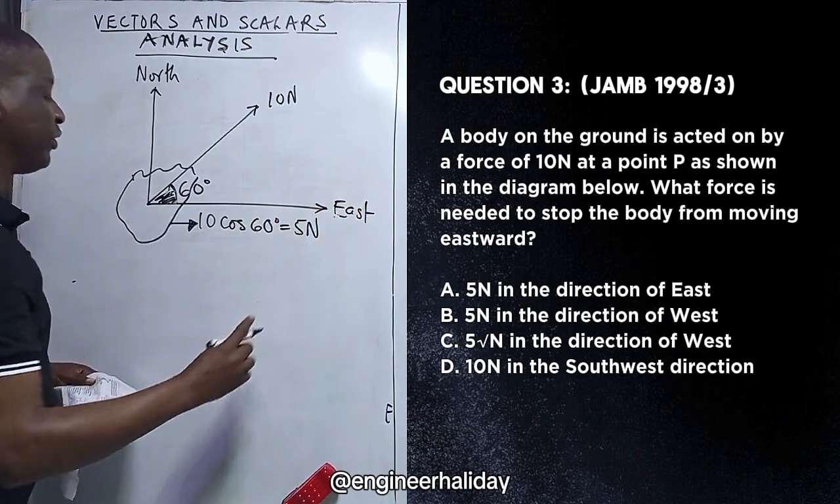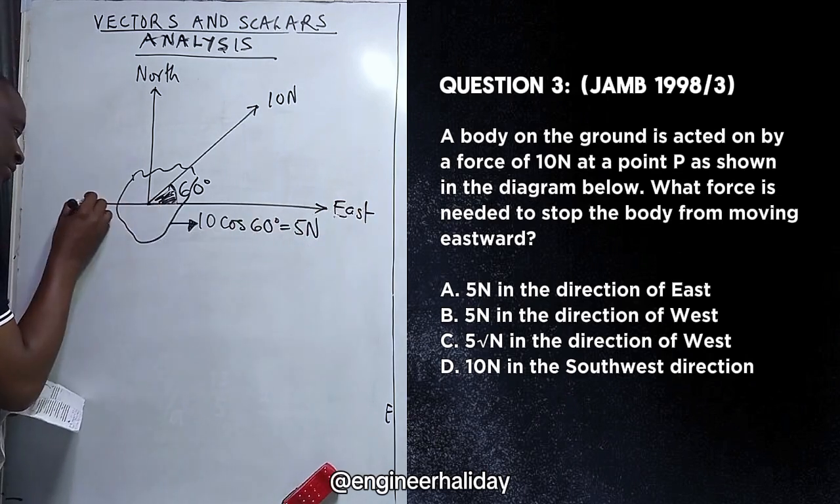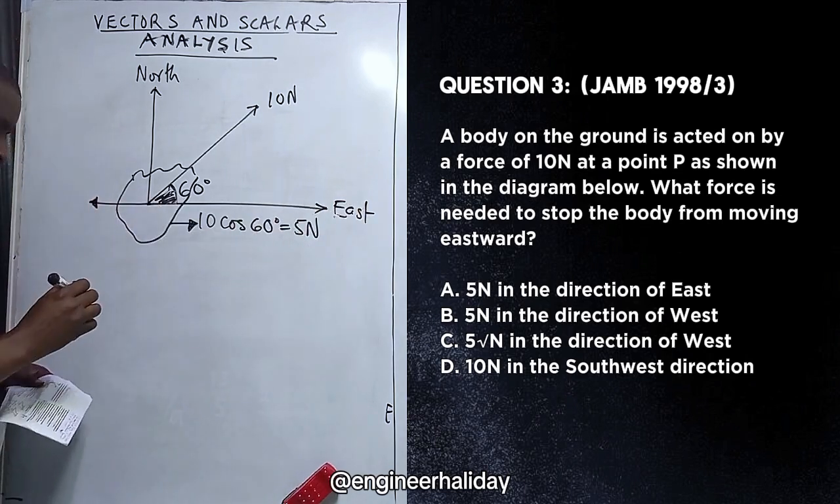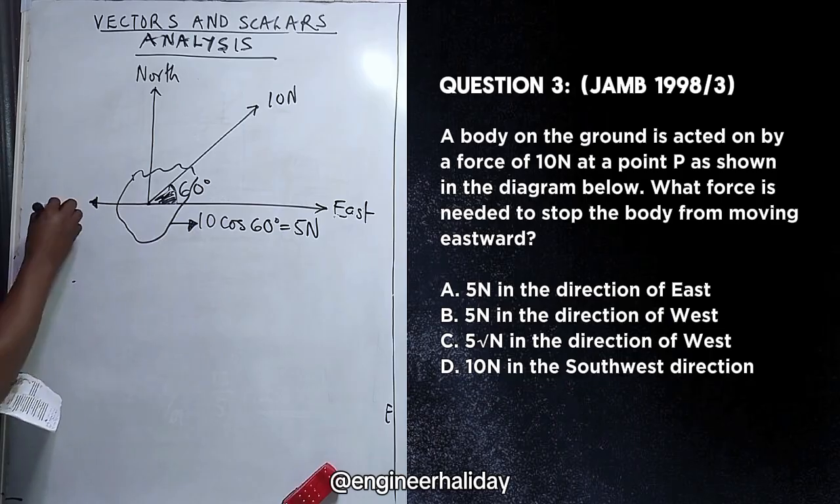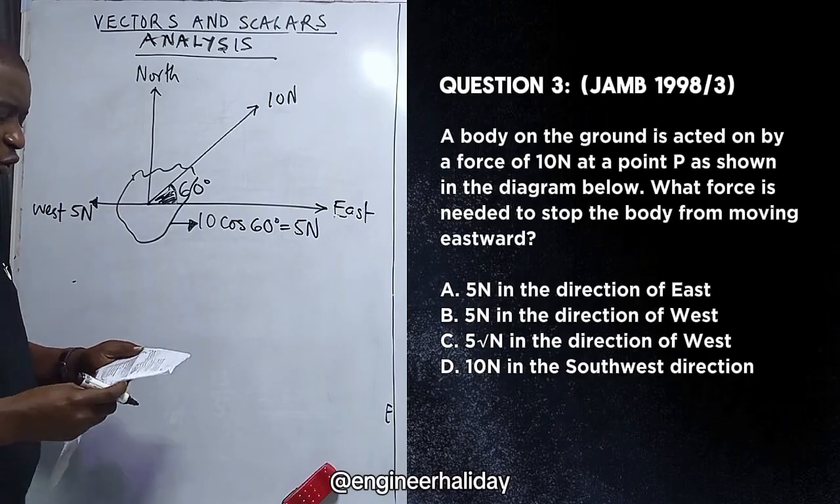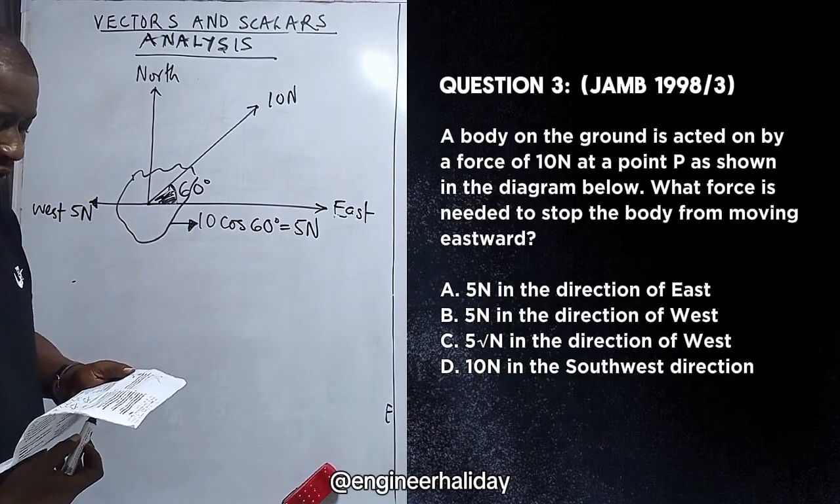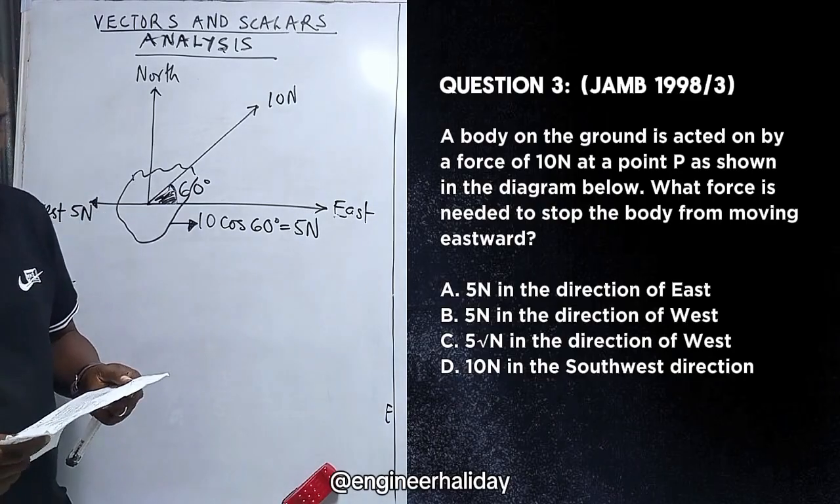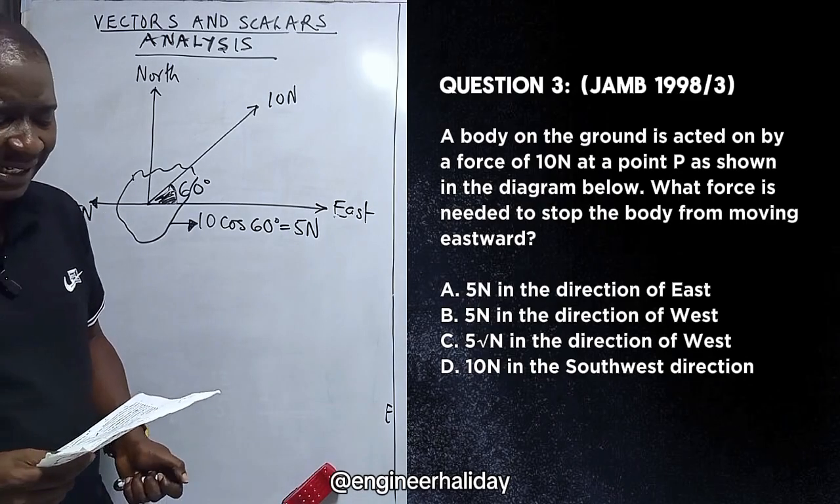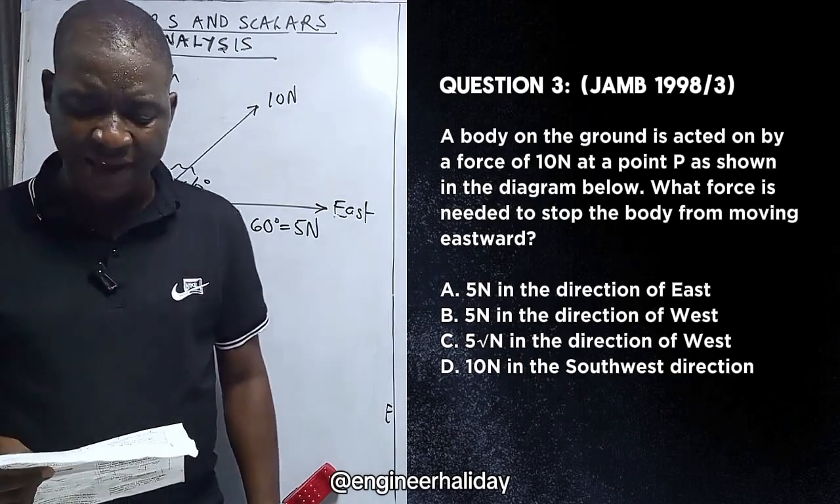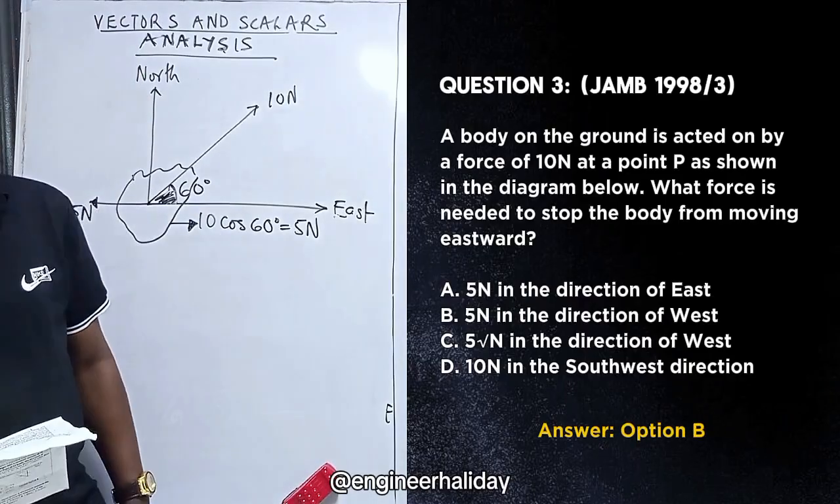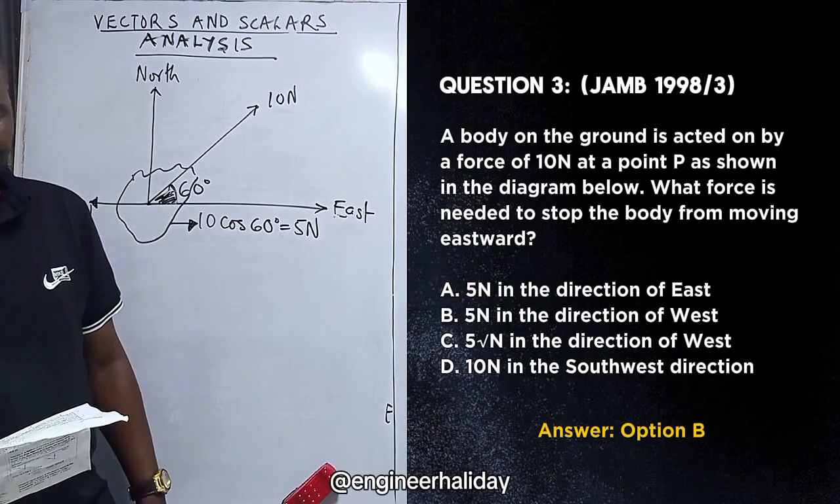For us to stop 5 Newton in the east, we have to produce an equilibrium in the west direction. So which is also going to be 5 Newton west. So the answer should be 5 Newton in the westward direction. So let's look at option A. Option A says 5 Newton in the direction of east. B says 5 Newton in the direction of west. Yes, that is the answer.